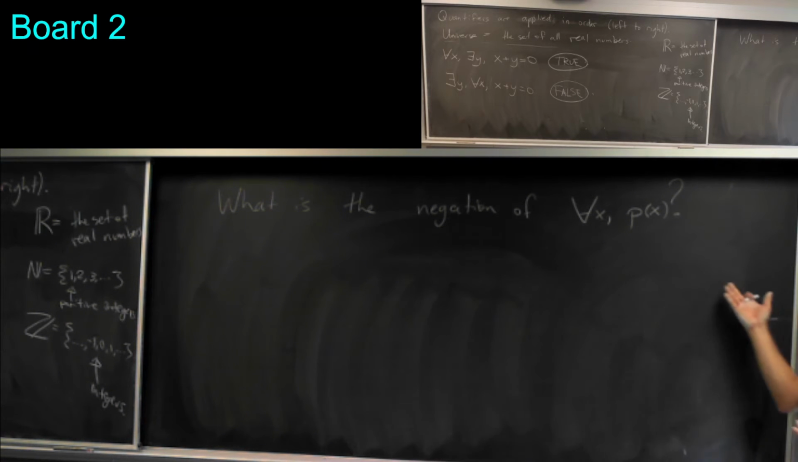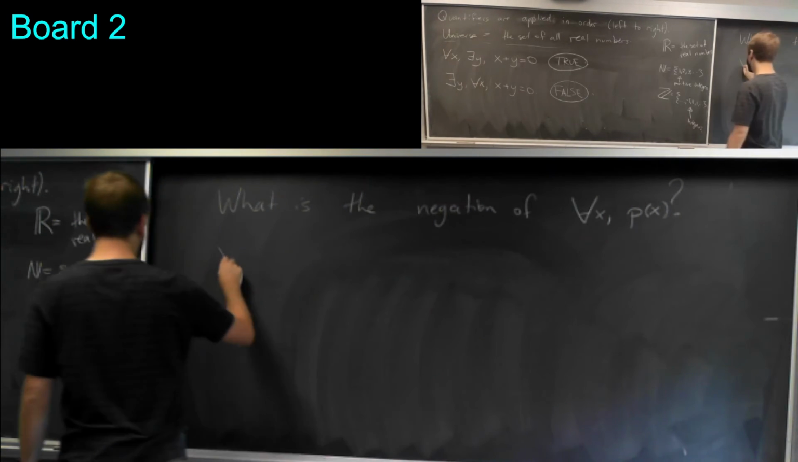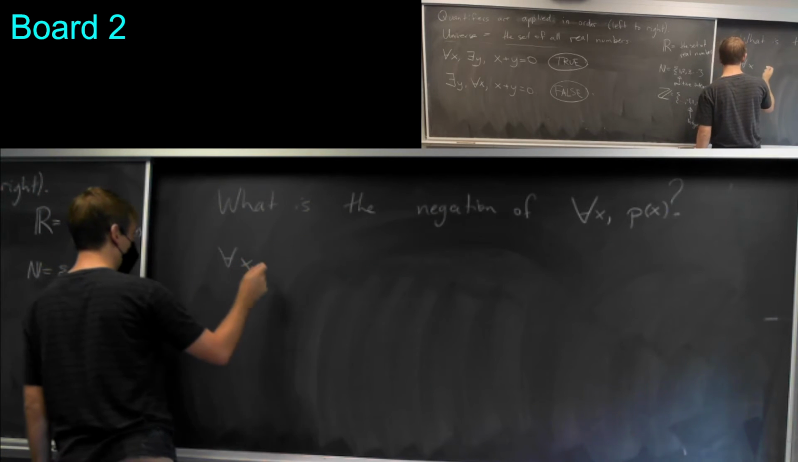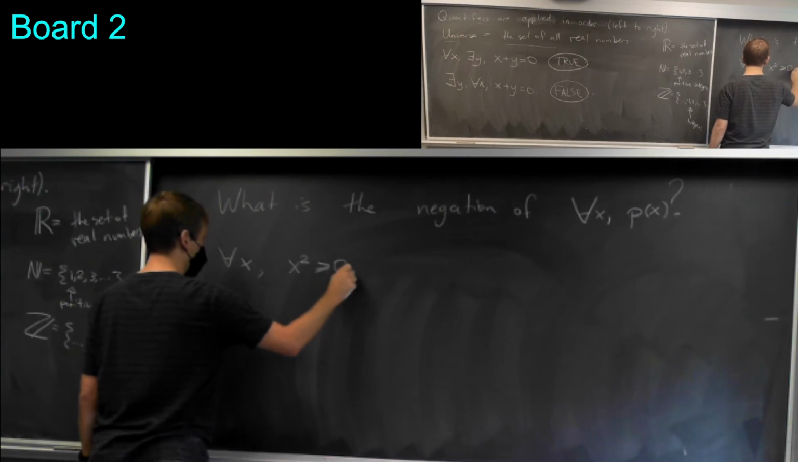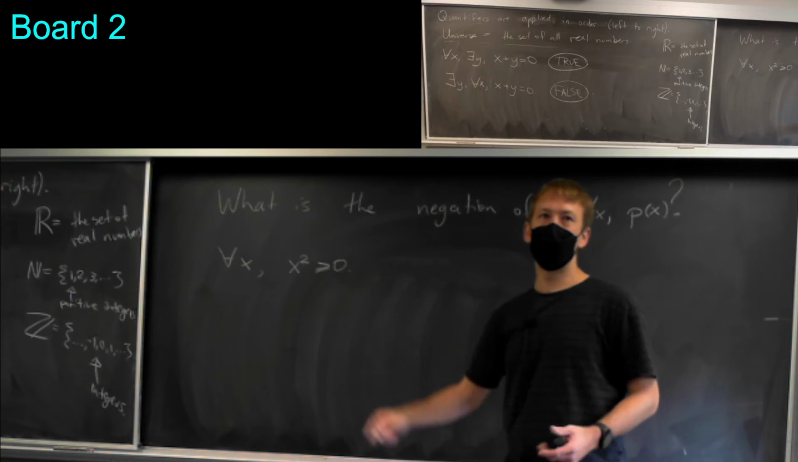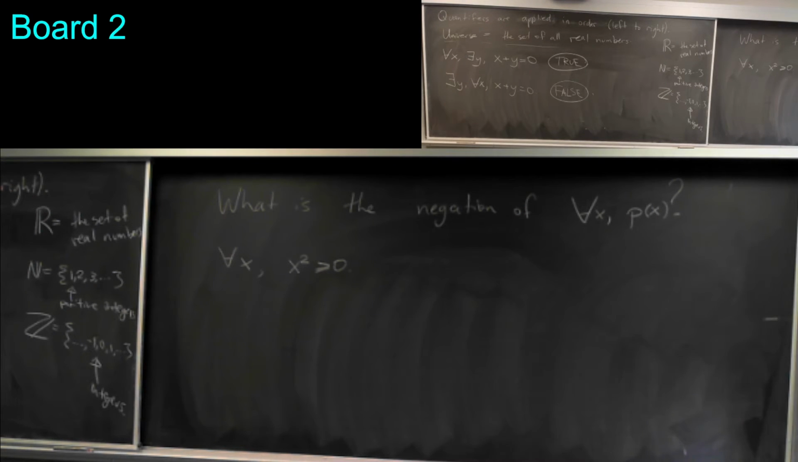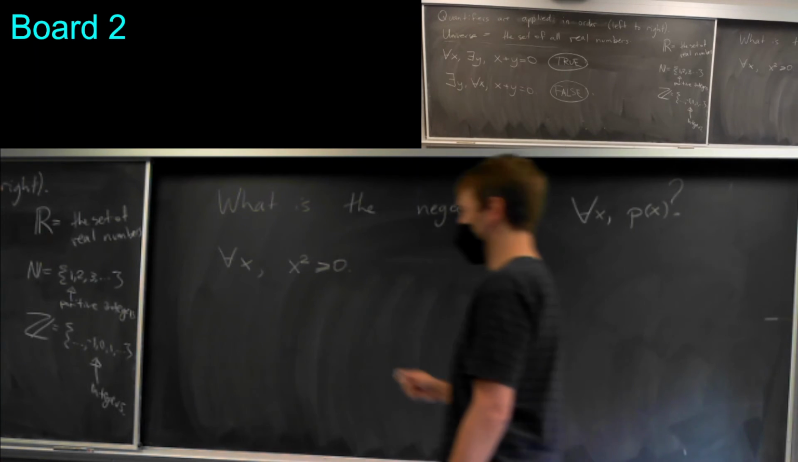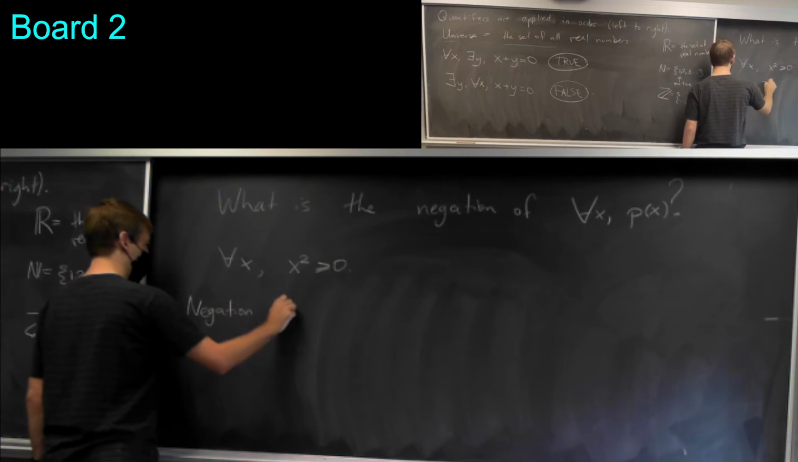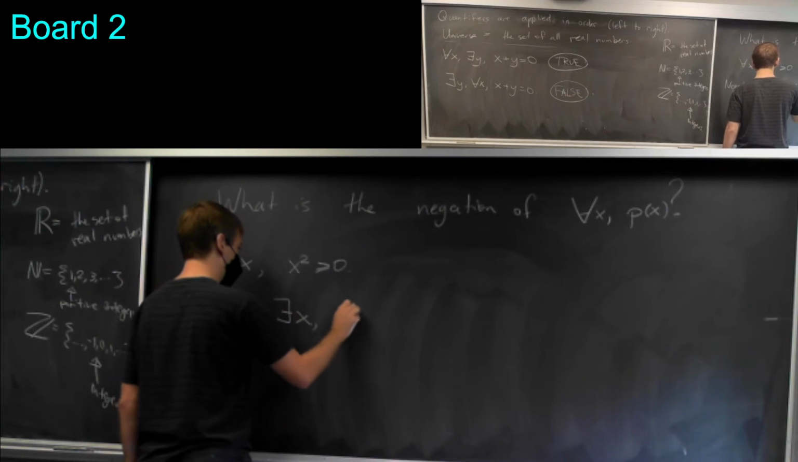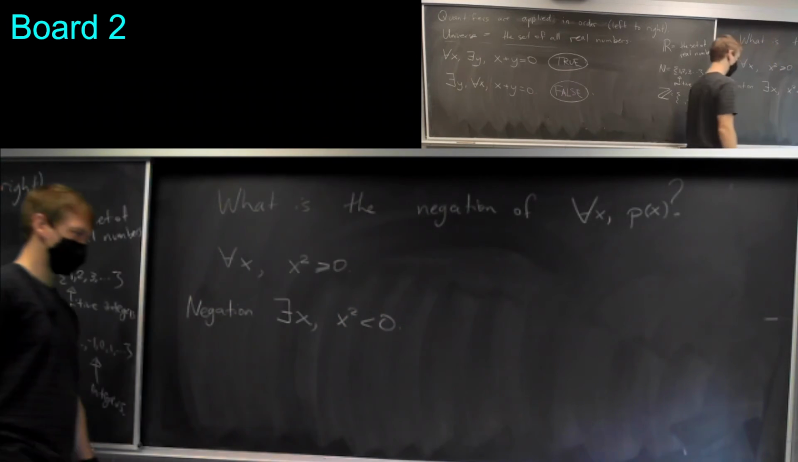If you want, you can think of a specific example and think of what the negation would be of that. So for all x, x squared is at least 0, for example. What would be the negation of that? There exists an x where x squared isn't greater than or equal to 0. Exactly, perfect. So the negation is that there exists an x such that x squared is negative.